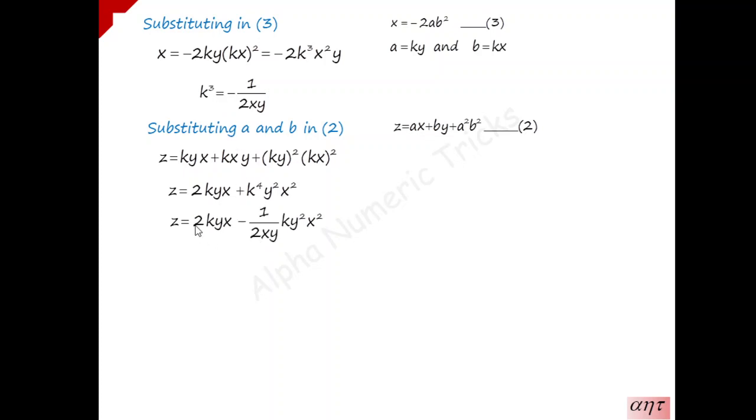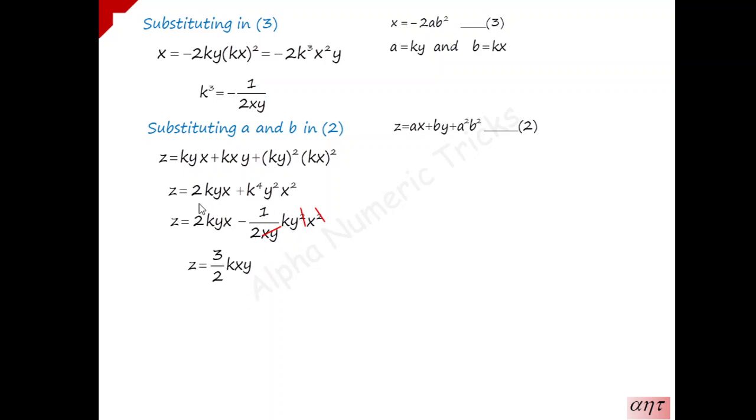So you have 2kyx. K cube is replaced by minus 1 divided by 2xy into 1k, that is k cube into this k cube is replaced by this value and k is as it is, and y square into this x square. Here xy get cancelled. What is the remaining term? 2kxy minus kxy by 2. So you have to simplify further.